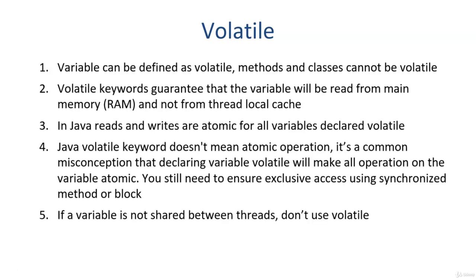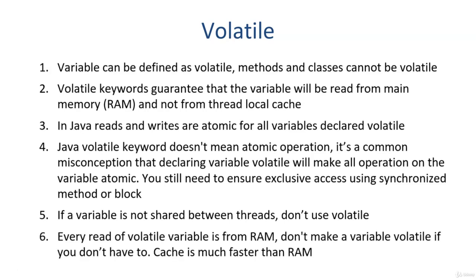If a variable is not shared between threads, don't use volatile. Every read of a volatile variable is from RAM. Don't make a variable volatile if you don't have to. Cache is much faster than RAM.